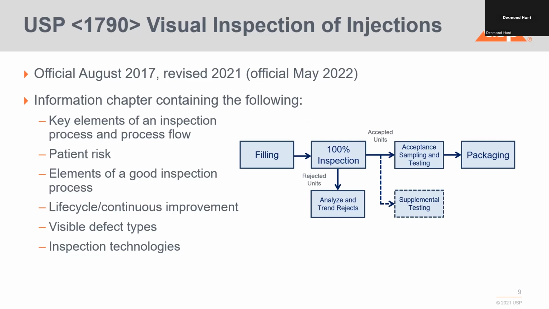The chapter talks about the elements of a good inspection process, life cycle and continuous improvement. Again, this idea of, as particles are being identified in your process, identifying what those particles are and putting them into your inspection set so that the inspector can look for these particles as they're doing their routine inspection. We talk about the different visible defect types. And as we were just mentioning a few minutes ago, Jason, various inspection technologies that are out there today, starting from manual all the way up to automated.